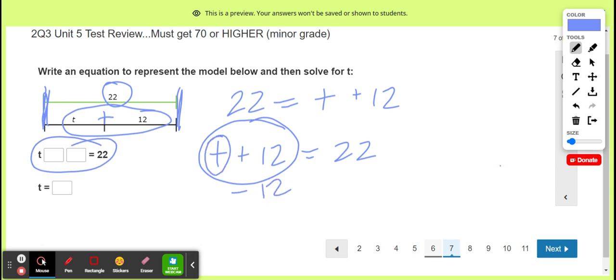Circle your variable term, subtract 12 from both sides, bring your variable down, your equal sign down, and then 22 minus 12.